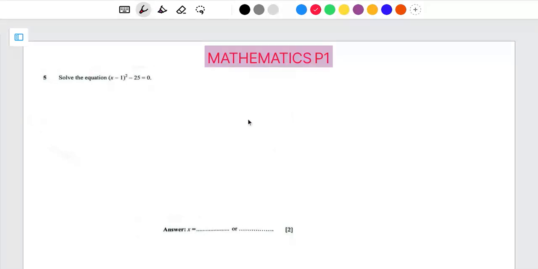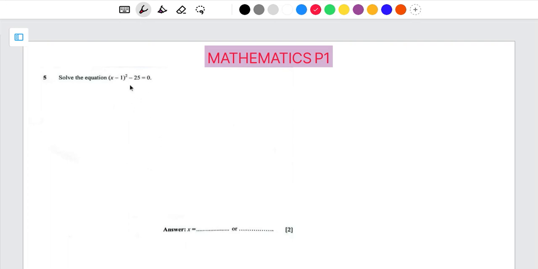That is mathematics. So we have to solve the equation (x minus 1) to the power 2, then minus 25 is equal to 0. Here we have to provide two solutions, and that is 2 marks. For paper 1, you have to answer using the spaces which are going to be provided for you.